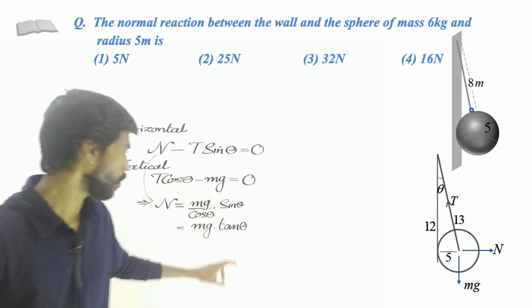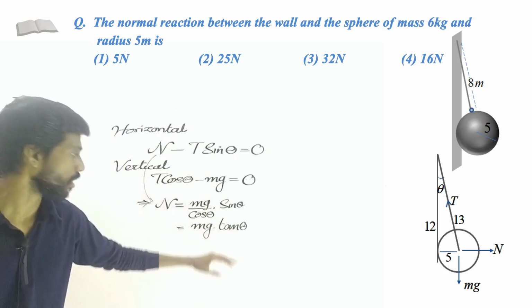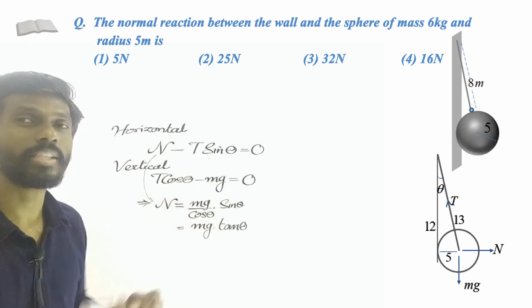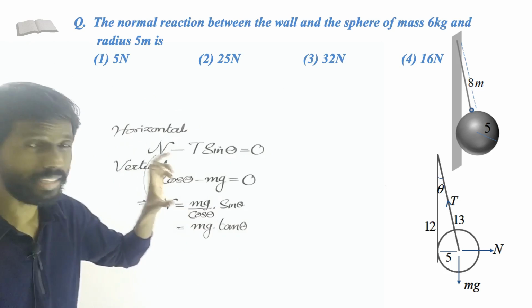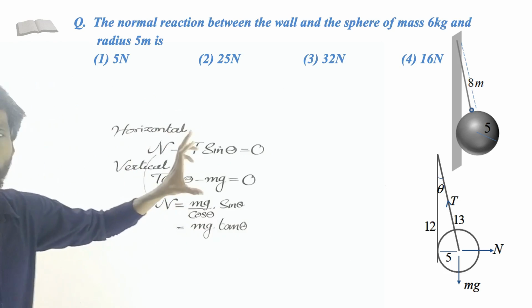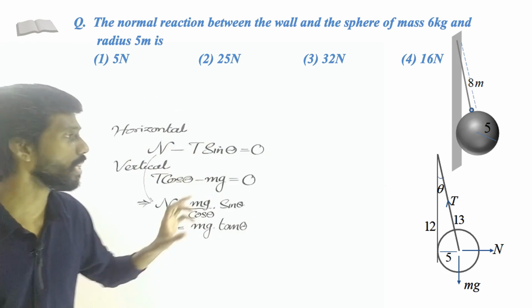But tan theta is not known, right? So we have to find tan theta. Theta is not given in the question. But we can consider this right angle triangle, right? So the length of the string, that is given, right? 8. So 8 is the length of the string, okay? And the radius of the sphere is also given, 5 units, right?